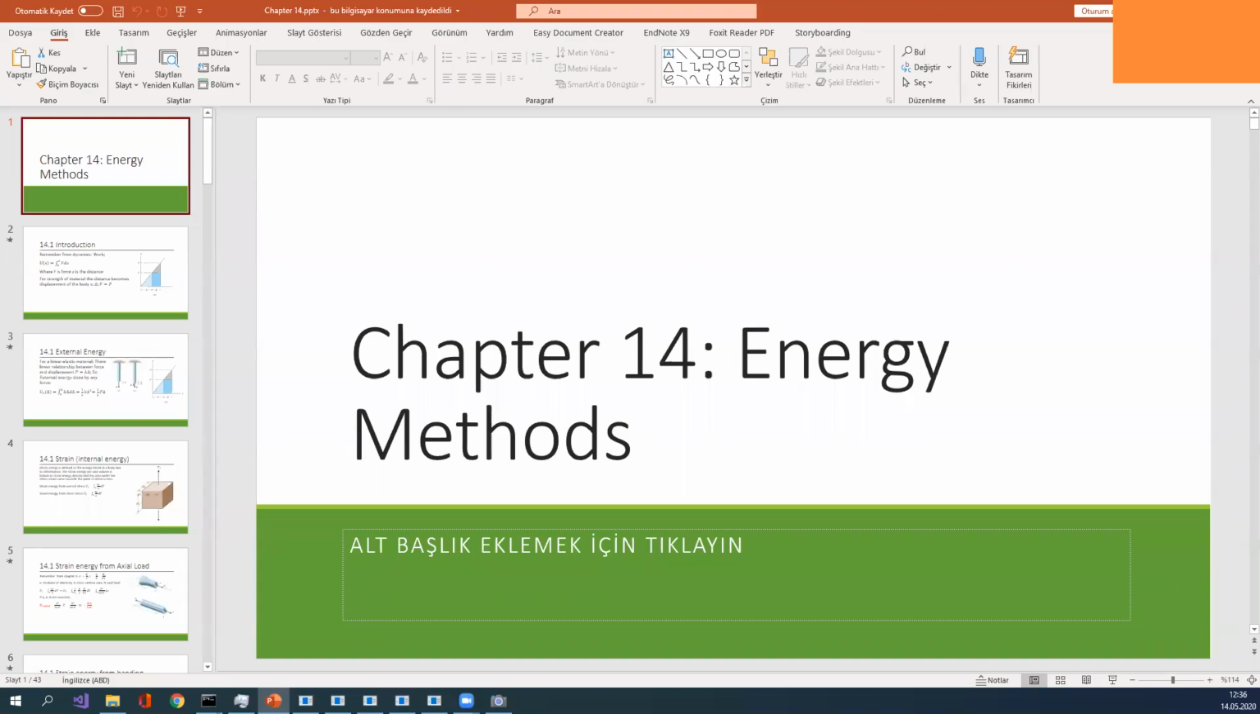Hello everyone. Now we will start a new chapter, chapter 14, energy methods, which is the last chapter in this course. It is also a little bit long compared with the previous chapters. First of all, you may have some experience with the energy or work principle. We will try to apply these principles to beam deflection in strength of materials.